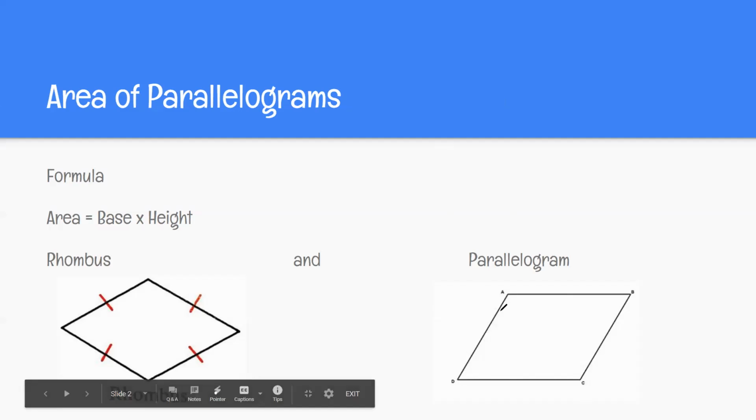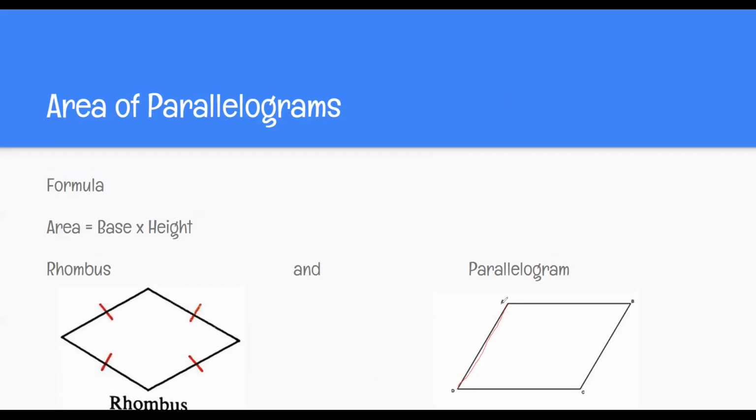This is not the height, because that's not actually how tall it is. I'd have to straighten it out to find how tall it is. But from the top of the shape to the bottom of the shape, this would be the height. And the bottom of the shape would be the base. So we're going to work with rhombus, and we're also going to work with parallelograms.